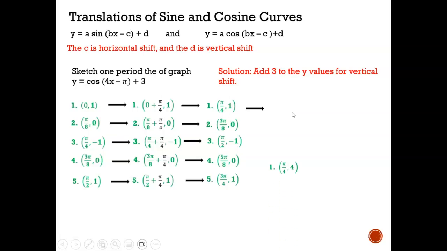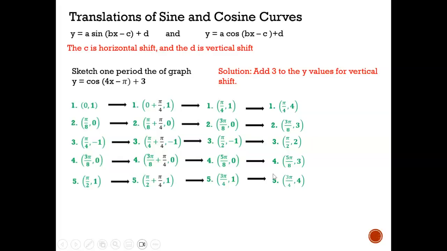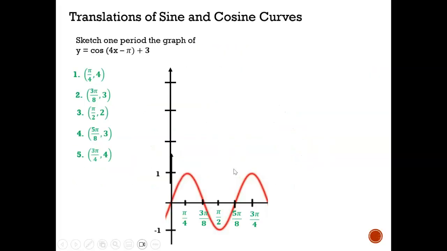So it'll be pi over 4, 1 plus 3, which will be 4. It'll be 3 pi over 8, 0 plus 3 will give us 3. It'll be pi over 2, negative 1 plus 3 will give us 2. Pi over 2, 2. 5 pi over 8, 0 plus 3 will give us 3, so it'll be 5 pi over 8, 3. Then finally, we have 3 pi over 4, 1, so we're going to add 3 to the 1. It's going to give us 3 pi over 4, 4. Now I'm going to go to the next slide and show you how they shift. This was the one from before.